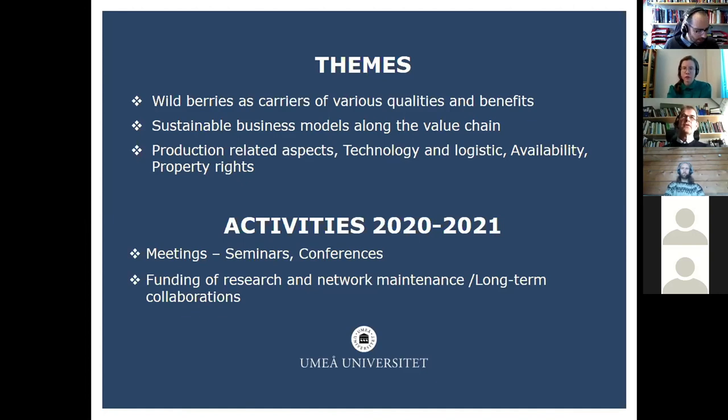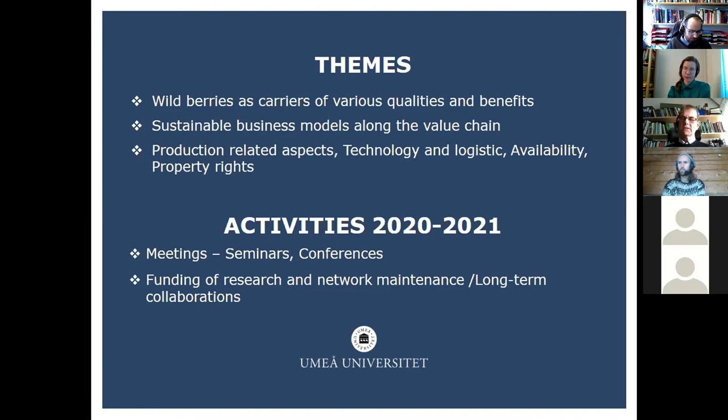The third one is production-related aspects like technology and logistics, and also how we can get better access to the berries in the forest, and therefore we have some scientists interested in berry forecasts in a technological way. I also have to mention that in Sweden we have allemansrätten, which is basically the law of public access and property rights, and there are restrictions, as the landowners want better control over the berry volumes in Sweden, so there are some tensions between the right of public access and landowners.